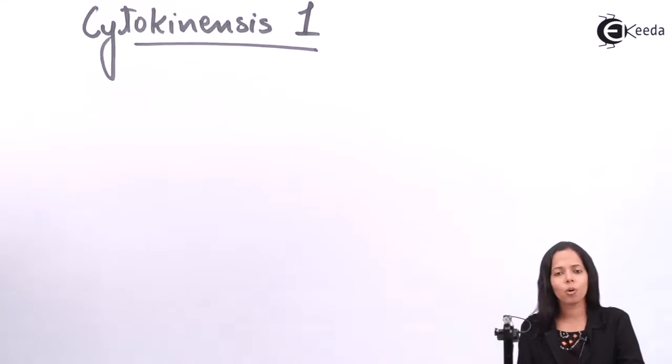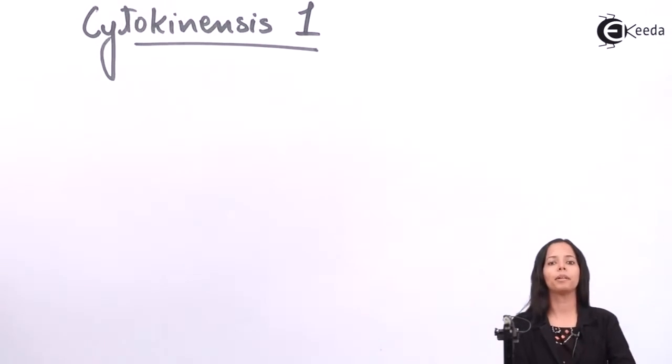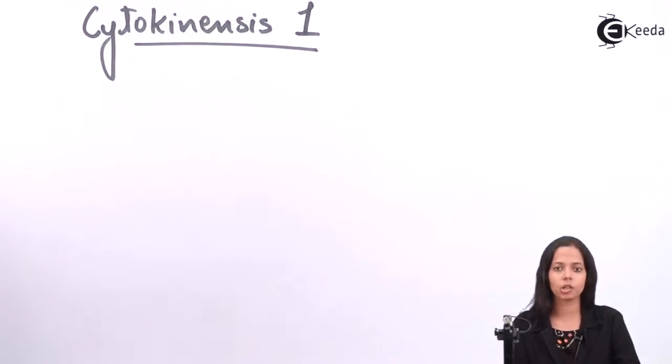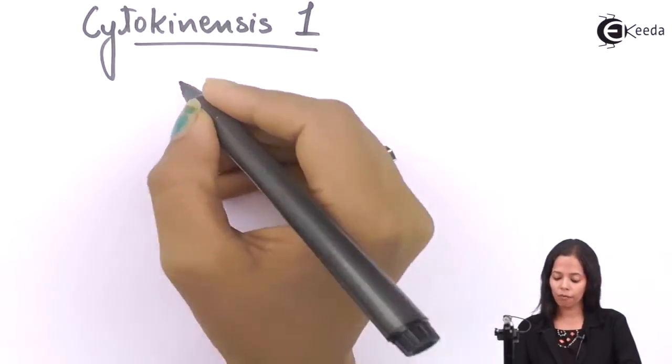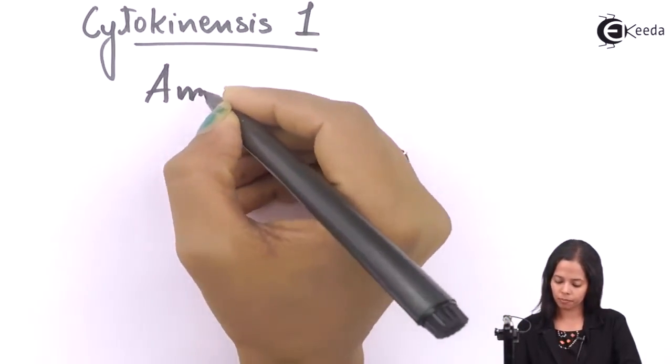So I will just repeat once again what exactly happened in cytokinesis of mitosis. And the same thing is over here. So as a revision, I am repeating it, in case of animal cell and plant cell.